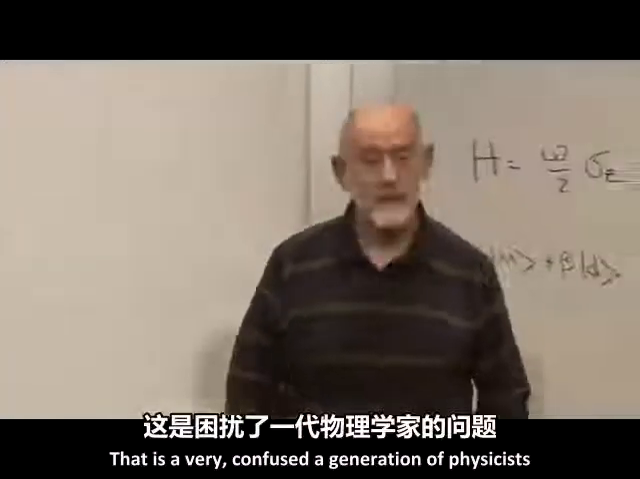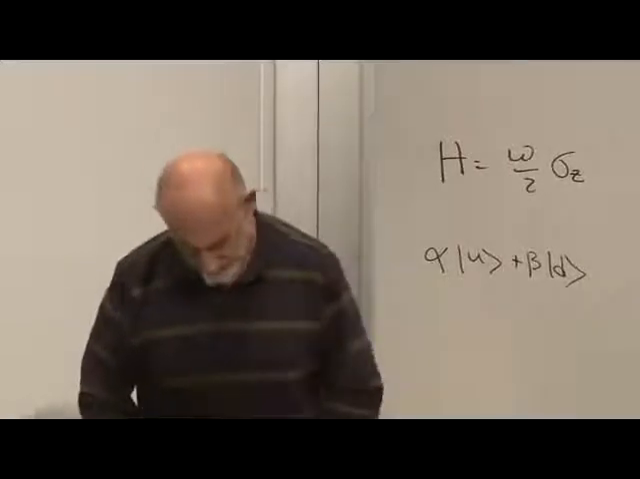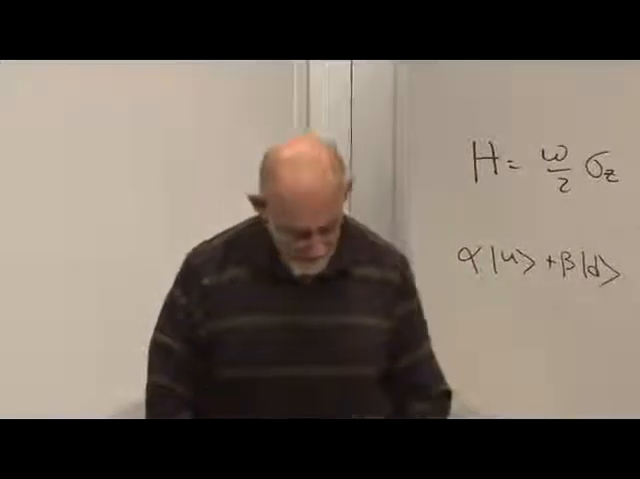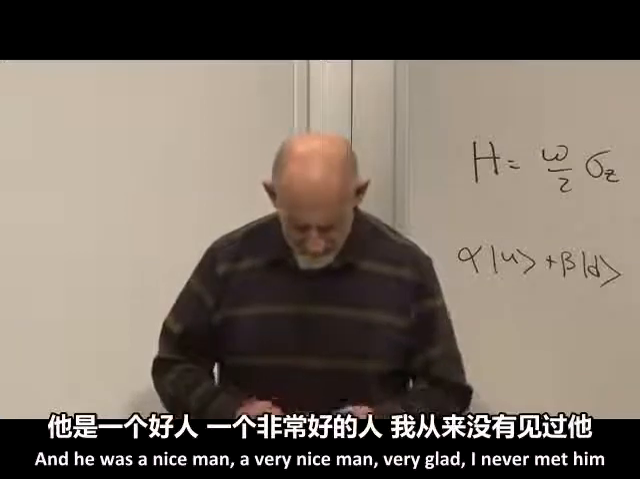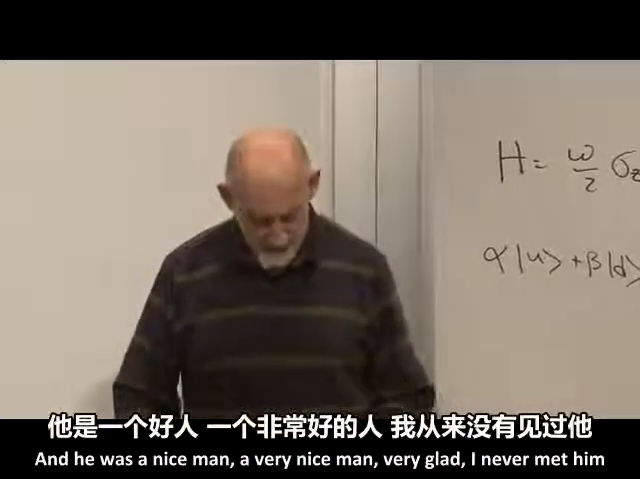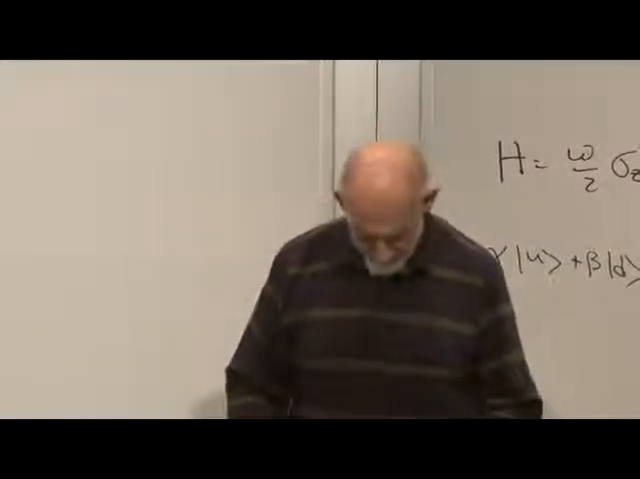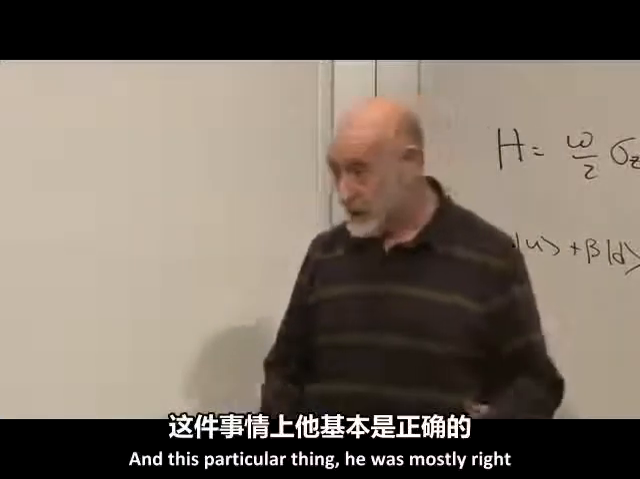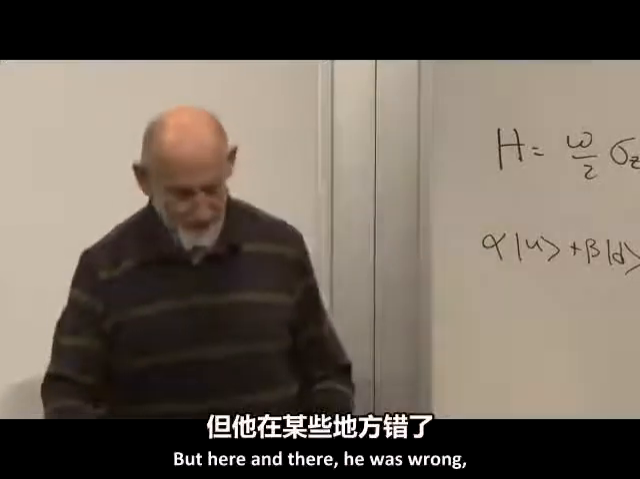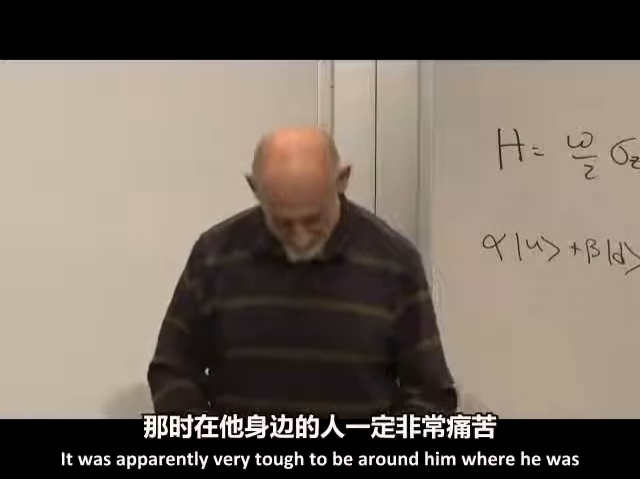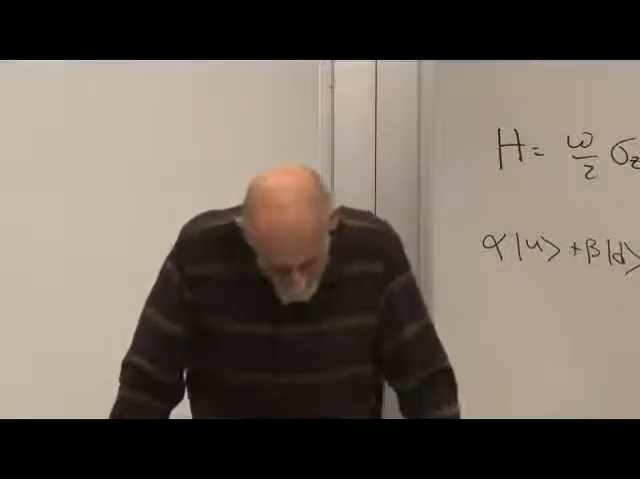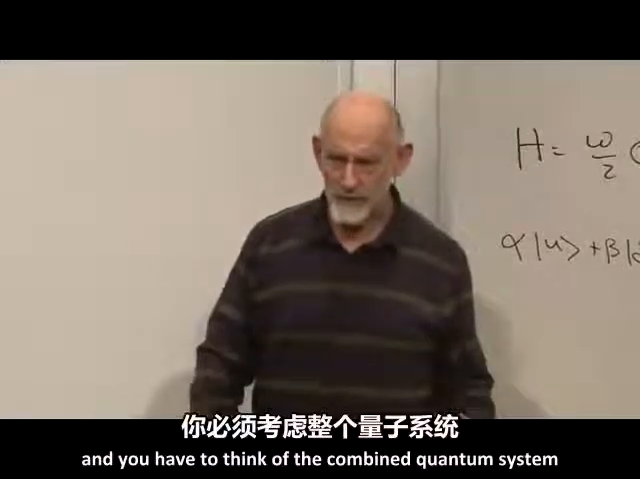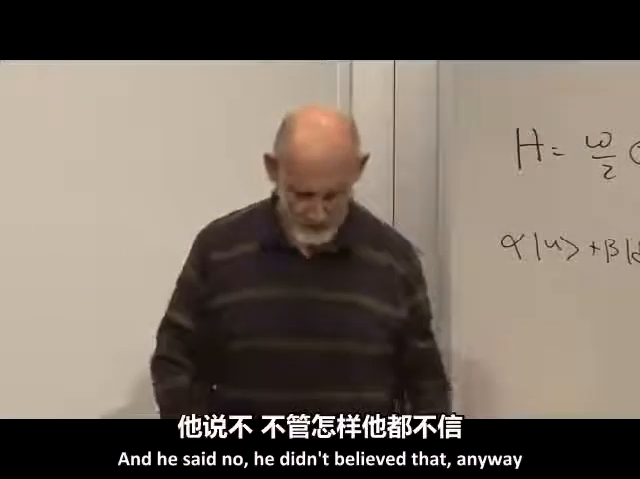That has confused generations of physicists, partly because Bohr was very stubborn about this and didn't really quite have it right. And he was a nice man. He was a very nice man. I'm very glad I never met him. No, he was a nice man, but the thing is, he was also a very stubborn man. And in this particular thing, he was mostly right, but here and there he was wrong, and apparently it was very tough to be around him when he was. People tried to explain to him over and over again, you have to think of the combined system, and you have to think of the combined quantum system if you want to understand the quantum mechanics of measurement, and he said no, he didn't believe that.